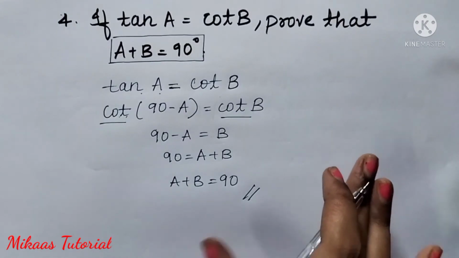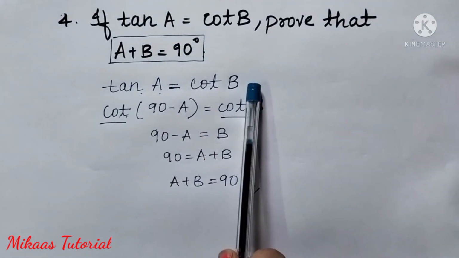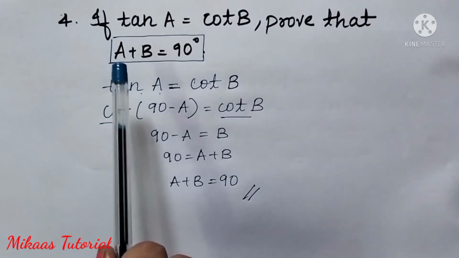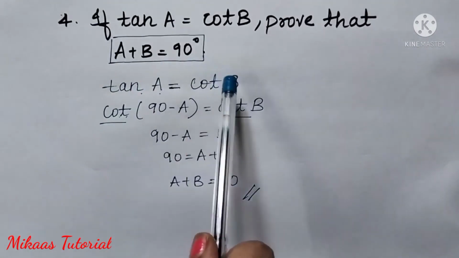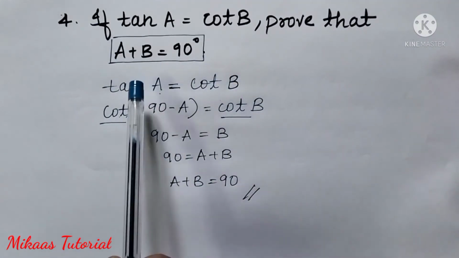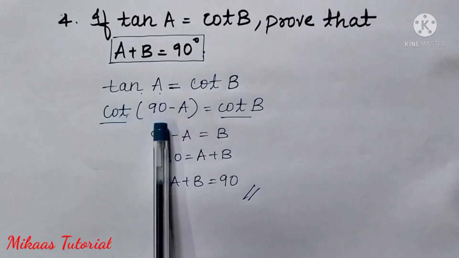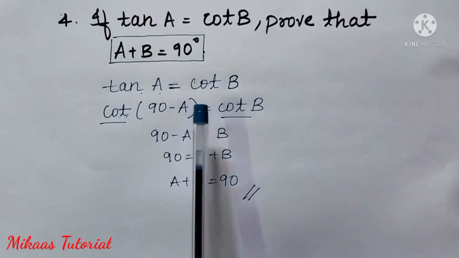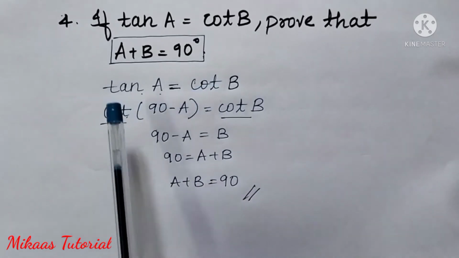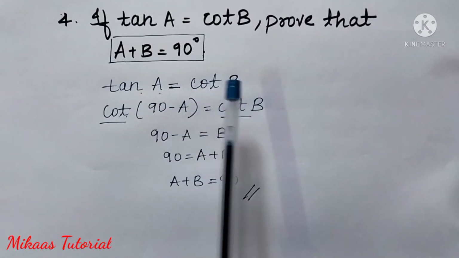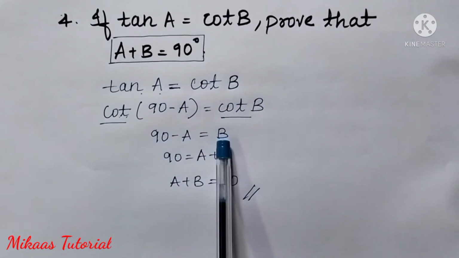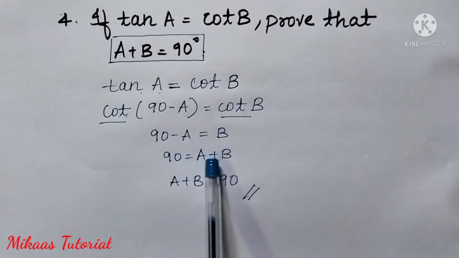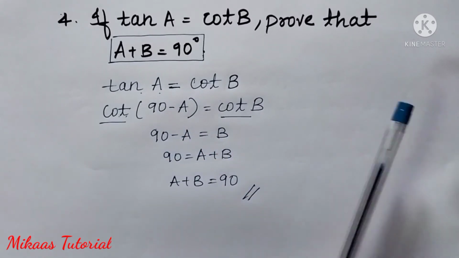A very simple question, this one. Just take tan A and cot B. Convert this tan in terms of cot, because then only can we compare it. So this tan A, to compare it with the cot, we can change it as cot 90 minus A is equal to cot B. Now cot 90 minus A and cot B are equal. So write 90 minus A is equal to B. Same way, A plus B is equal to 90 degrees.